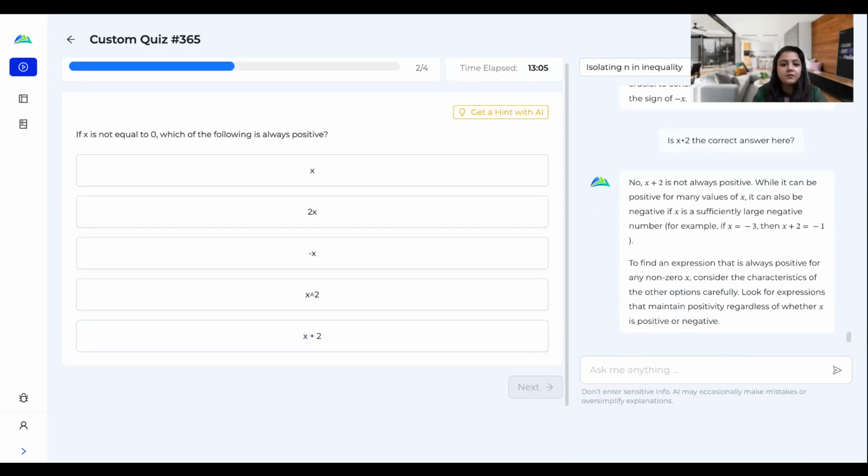Well, we can have a negative 3 plus 2, and we could have a negative 1. So if we have a very large negative value and you add a 2 to it, you won't get a positive output. We can eliminate that and find out x squared to be always positive.